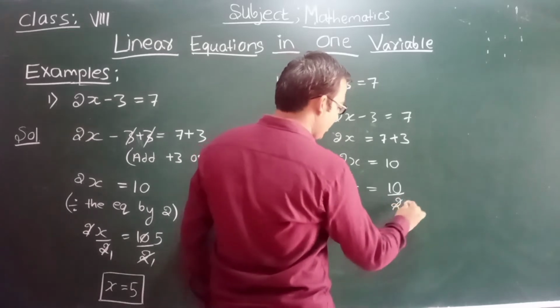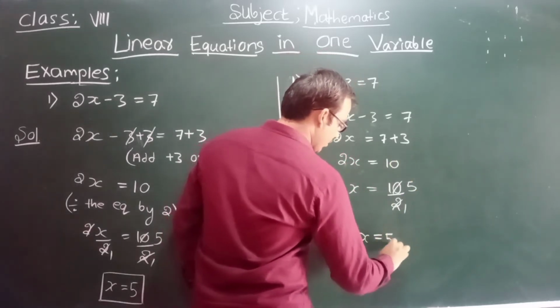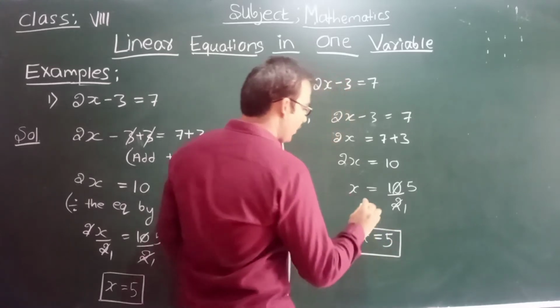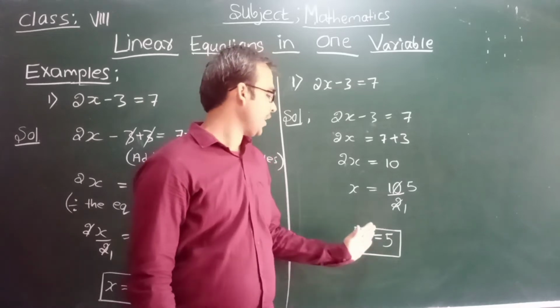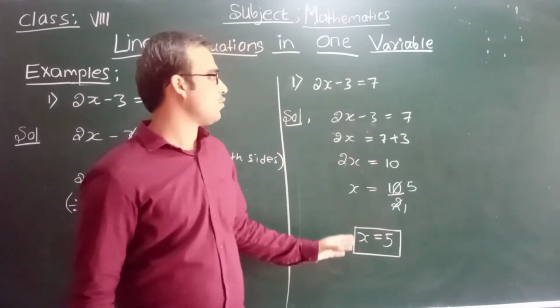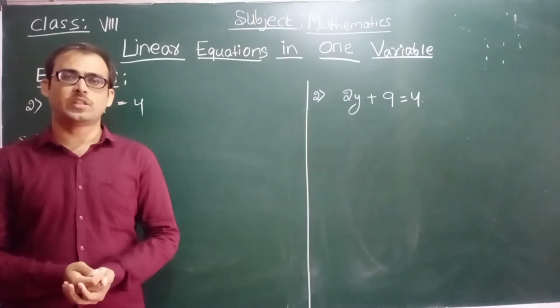So what is the remaining? 2 ones are 2, 2 fives are 10. So what is the answer, students? Look here, we have got the solution: x equals 5 is the solution for this equation. Okay, so this is the usual method. Now we'll solve the second question.